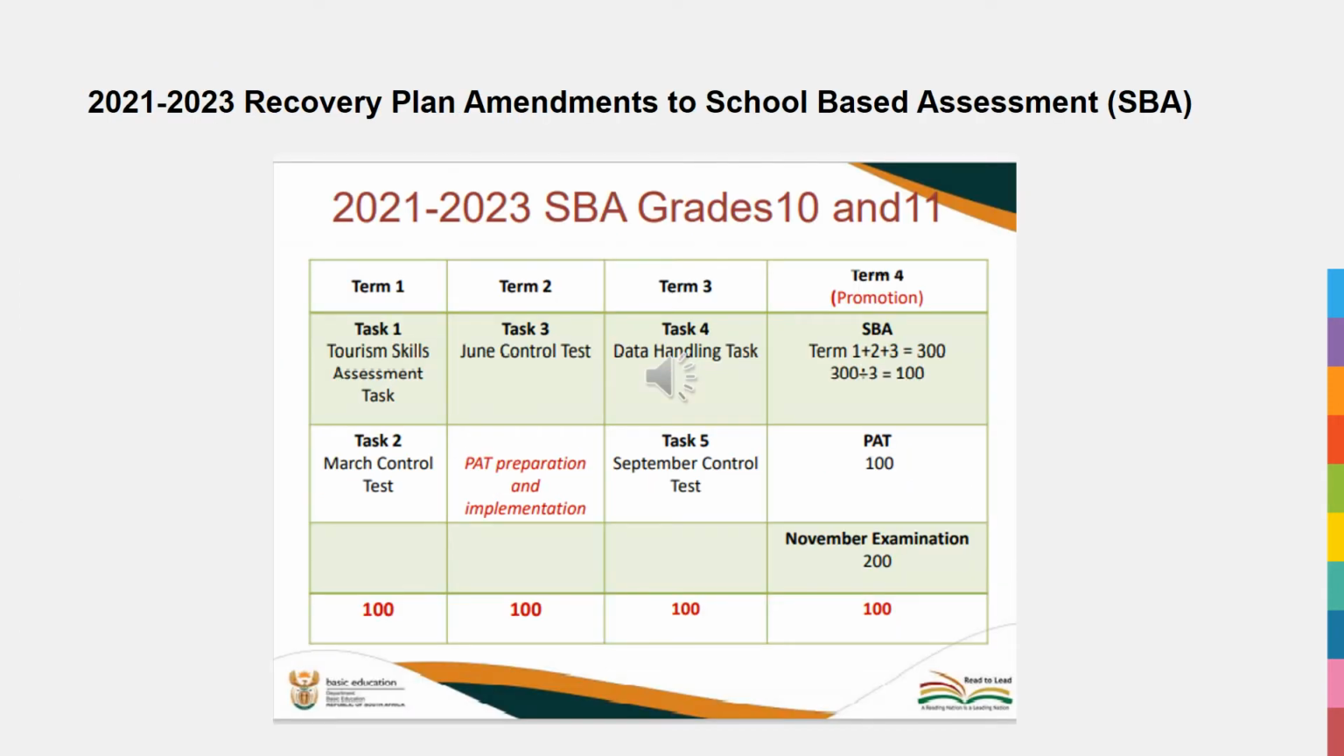Now, I've mentioned that there's a recovery plan and that amendments have been made to the SBA. Most of you will finish your qualification at the end of this year, so you will either start teaching next year or in 2023. So until 2023, this is the school-based assessment that will happen. You will notice that there's no June exam in the recovery plan. They only expect you to write a June control test. You will still have your PAT, which will count 100 in grade 10 and 11. You will still have your November exam, which is 200. But there will be no June exam.